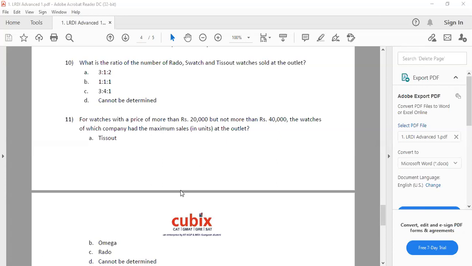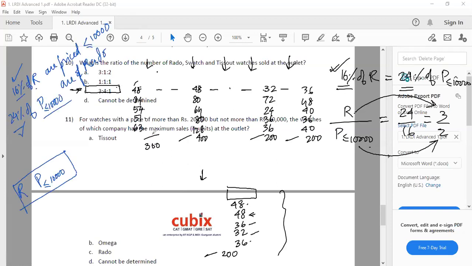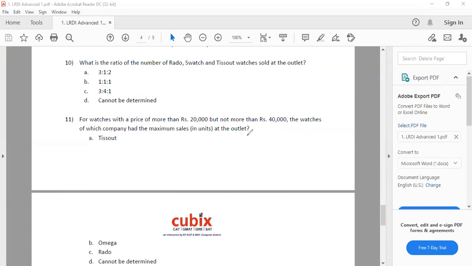What's it asking? Rado, Swatch, and Tissot, right? So Rado was the first one, I guess. Swatch was the one we did not change, was 100. And Tissot was the last one. 300, 100, and 200, no? So first option. Tell me the answers. Otherwise, how will I understand whether you're getting it or not?